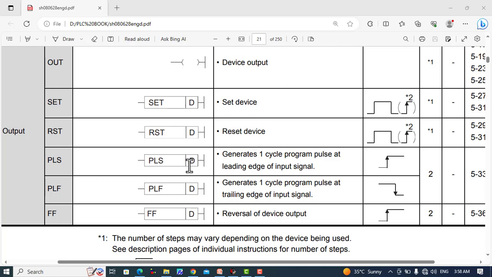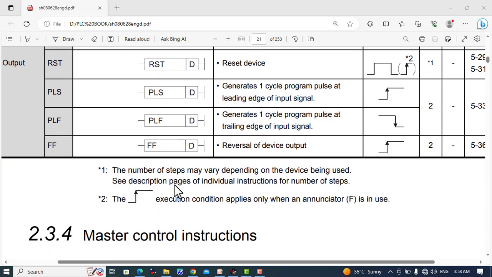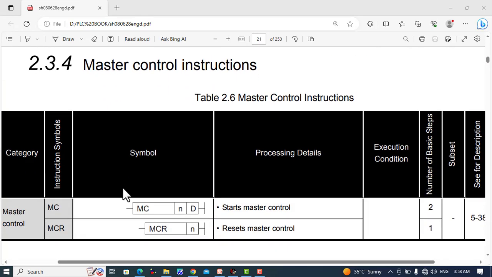PLS generates one cycle program pulse at the rising edge or leading edge of the input signal. It gives 1 at the rising edge. PLS gives 1 at the rising edge, PLF gives 1 at the falling edge. It means it generates one cycle program of one pulse at the falling edge of the input signal. FF, reversal of device output. This is the reversal of a device output.